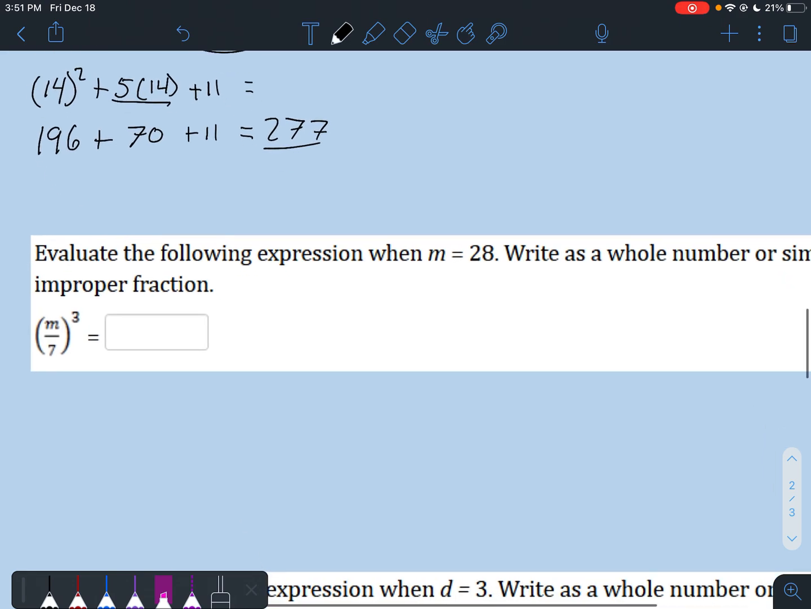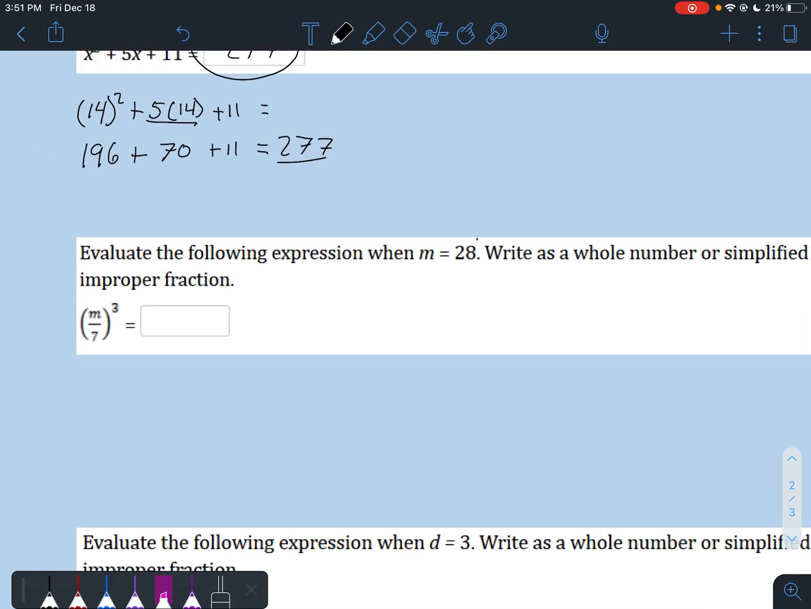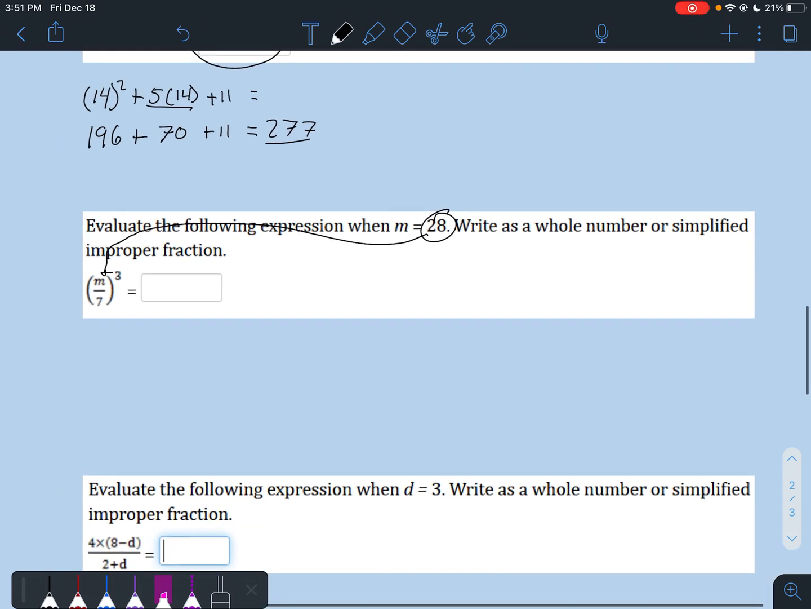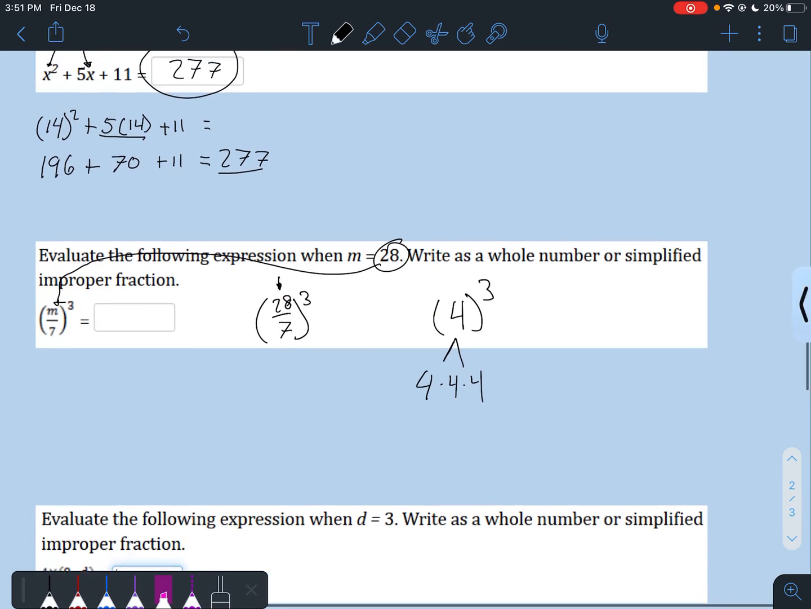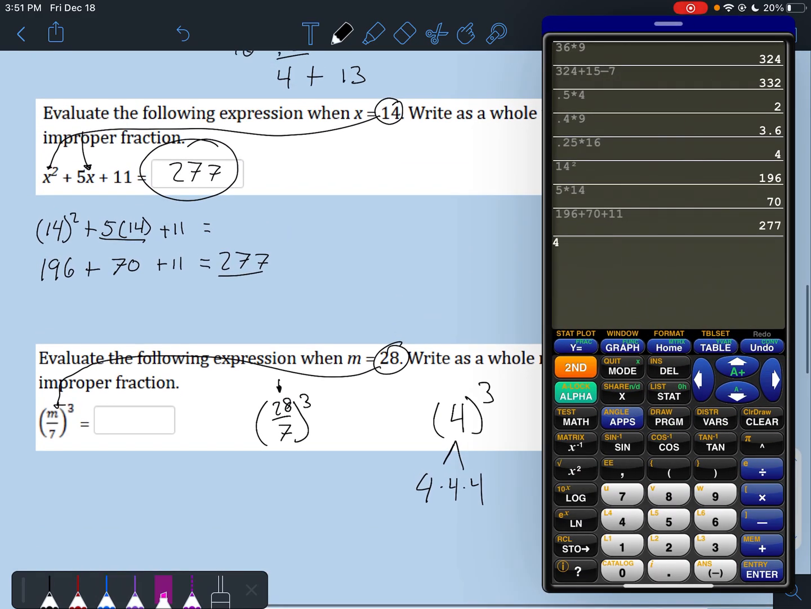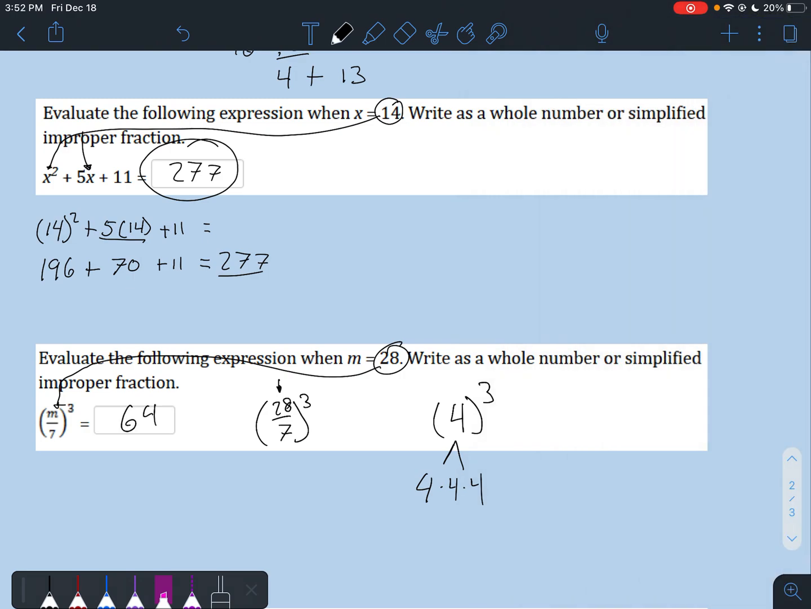With that, evaluate the expression when m equals 28. So once again, we're going to take that number 28 and we're going to put it into the expression. So in this case, it's going to be 28 over 7 to the third. So start with your order of operations. Look inside the parentheses. It's going to be 28 over 7, which is 4. And now it's going to be 4 to the third, which we know is going to be 4 times 4 times 4. Or you can say 4, this little caret key, to the third is going to be 64.